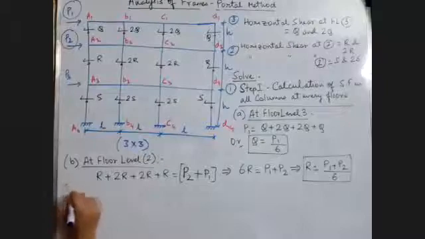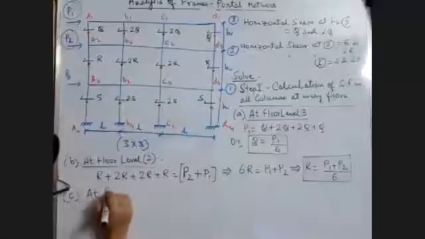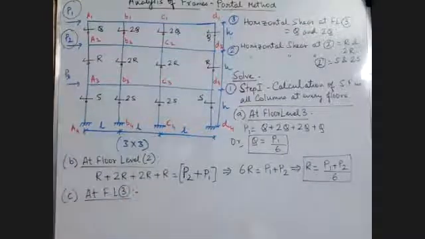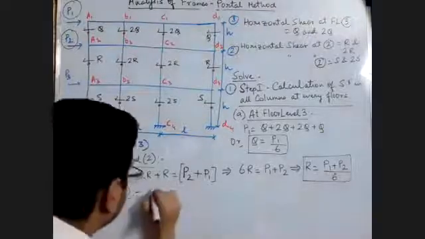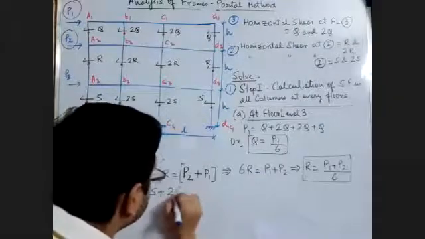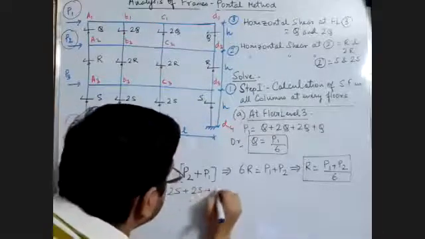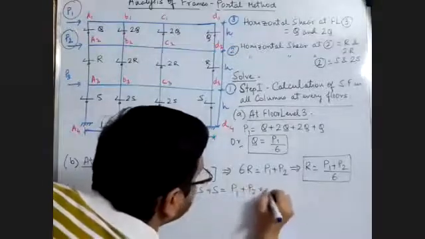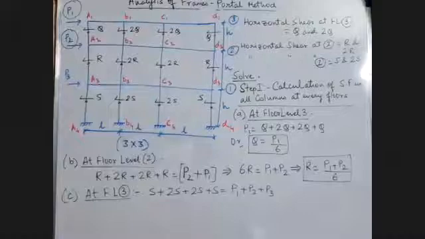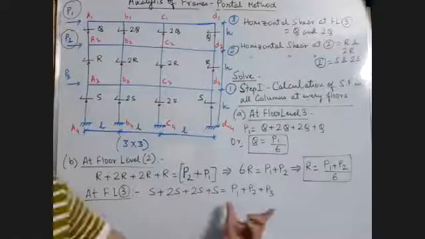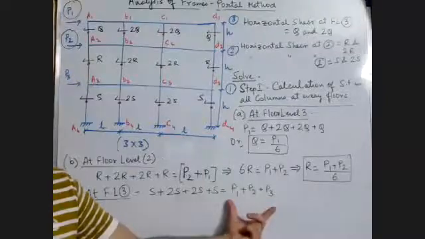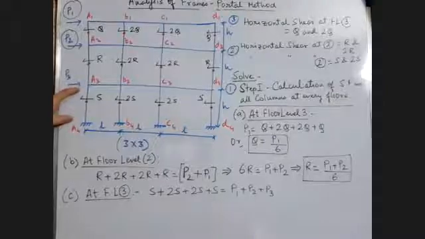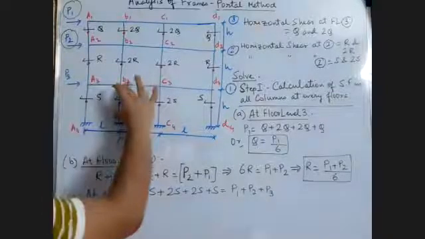Next, for the first floor, at floor level 1, what will be my concept? S plus 2S plus 2S plus S will be equal to P1 plus P2 plus P3. Very nice. See, this is the lowest story. So in this floor level, what are the loads?